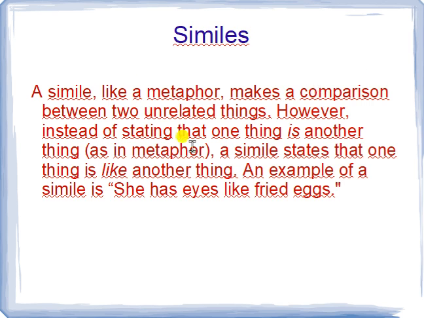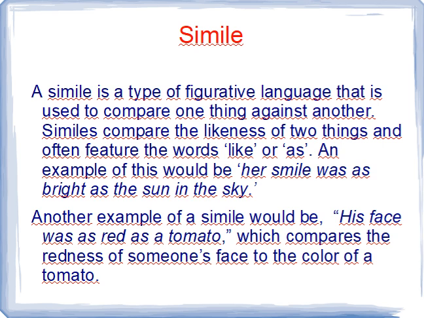A simile makes a comparison between two unrelated things. However, instead of stating that one thing is another thing, a simile states that one thing is like another thing. She has eyes like fried eggs. A simile is a type of figurative language that is used to compare one thing against another using "like" or "as". Her smile was as bright as the sun in the sky. His face was as red as a tomato.